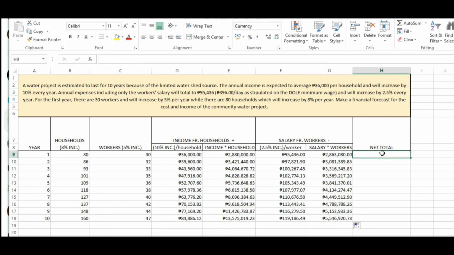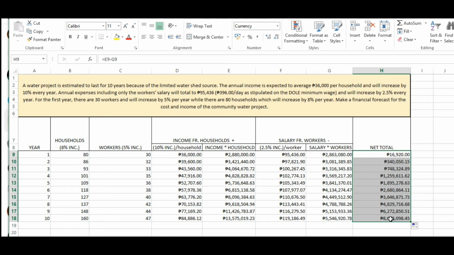And we'll check kung mababankrupt ba water project. May funds pa ba sila? Or wala. So, ang i-click natin ng mga cells dito is the income multiplied by household, minus the salary multiplied by the workers. And let's enter. So, ayan. So, may kita tayo for the first year ng 16,920. And meron na yung formula, so we're gonna drag that one again.